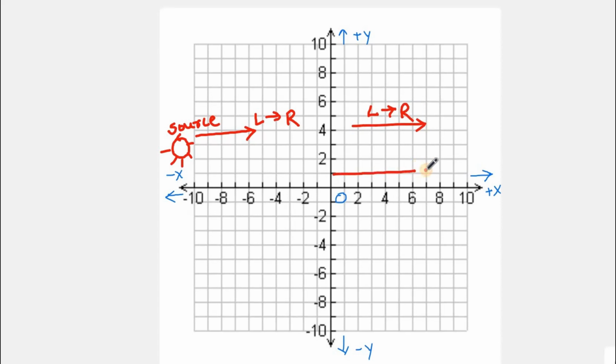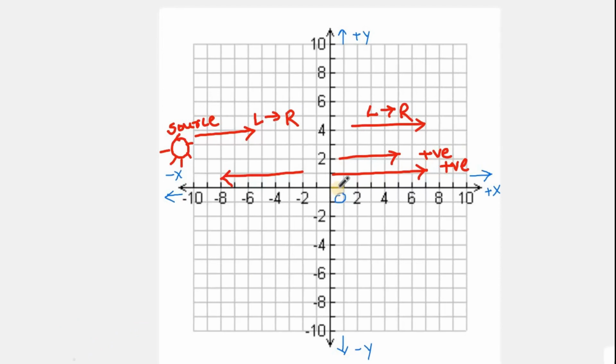Any distance measured to the right from the origin while going in the direction of light is taken as positive, and any distance measured to the left from the origin while going against the direction of light is taken as negative. So if I summarize it, any distance that is measured to the right of the origin, or the optical center of the lens, or the pole of the mirror would be positive. Any length or distance measured to the left of the origin, or the pole of the mirror, or the optical center of the lens is taken as negative.